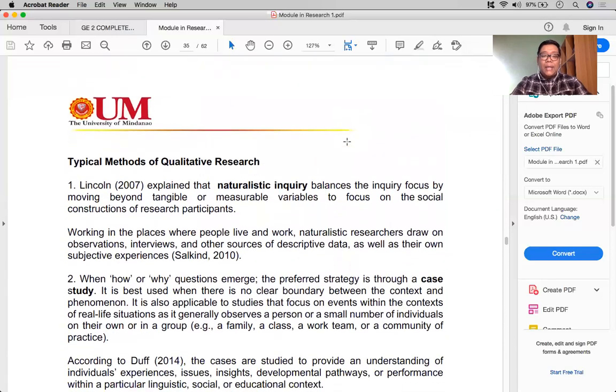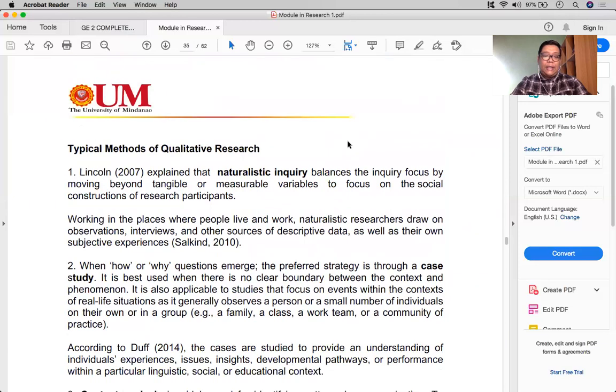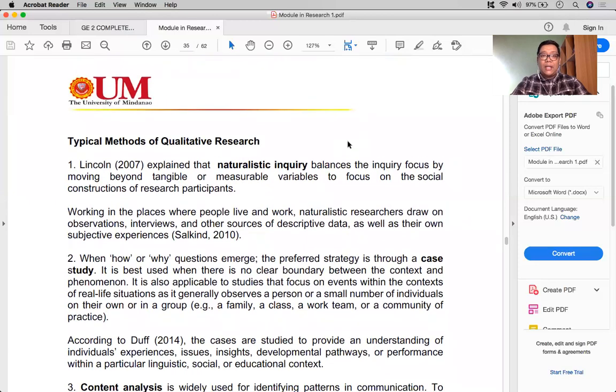Now we have typical methods of qualitative research. Lincoln in 2007 explained that naturalistic inquiry balances the inquiry focus by moving beyond tangible or measurable variables to focus on the social constructions of research participants. Working in the places where people live and work, naturalistic researchers draw on observations, interviews, and other sources of descriptive data as well as their own subjective experiences.